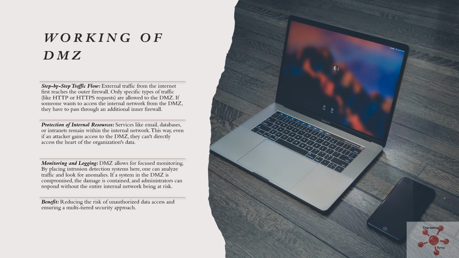Working of DMZ. Let's journey through the DMZ. When someone from the external world, say the internet, wants to access a service, they first knock on the doors of the outer firewall. This gatekeeper is stringent and only allows specific types of requests to pass. Once through, the user can interact with the services in the DMZ. But here's the catch: if they wish to get to the inner network, they face another even more strict firewall. It's like navigating through multiple security checkpoints, each one more stringent than the last.